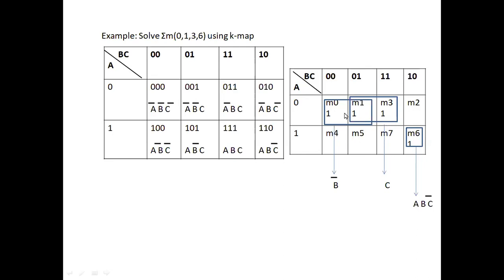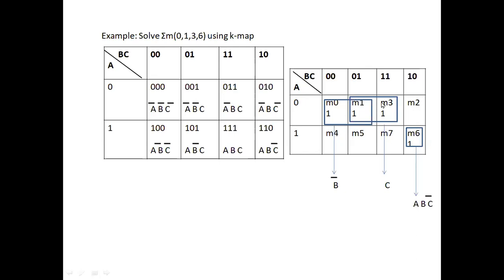So I have already shown you how to make the groups. You have to first look whether all the cells can be grouped or not. As all 8 minterms are not given, you have to next look for 4 minterms. Is it possible to make a 4 group? No, it is not possible because they are at random locations. Now you have to check for a 2 cells grouping. Yes, 2 cells grouping is possible here.